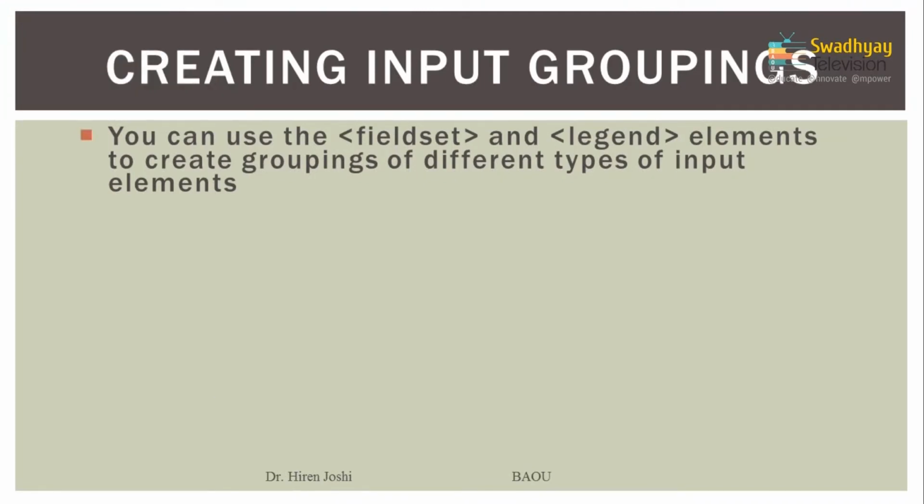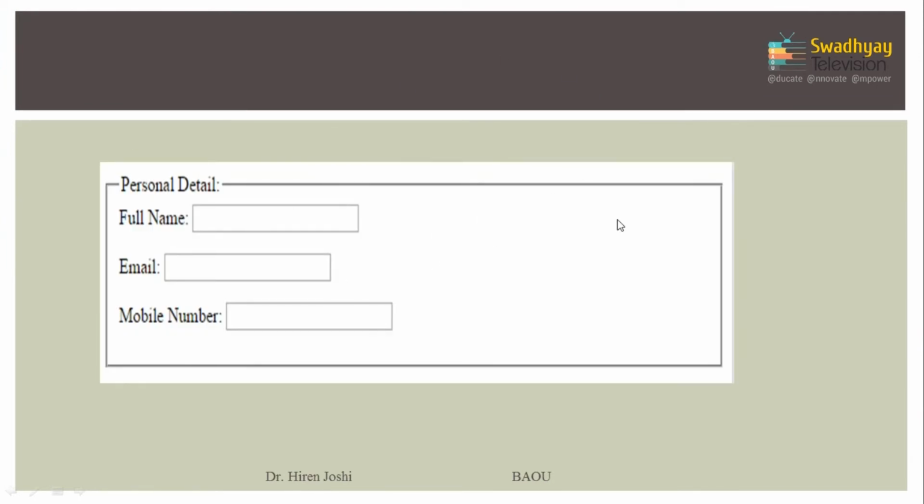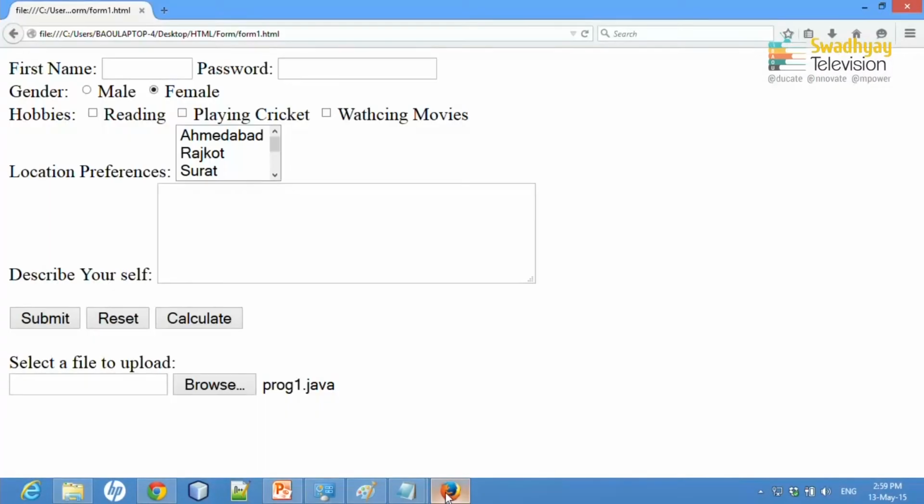For that you can use fieldset and legend elements. Like in the form, first you define fieldset and the legend is personal details. Inside it you can get its full name, email and mobile number. So it will look this way. So this is the form. Now, the form we have created you can look at also. The look and feel is not good, because it is not aligned or anything else.